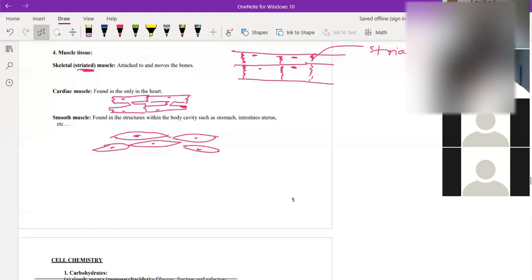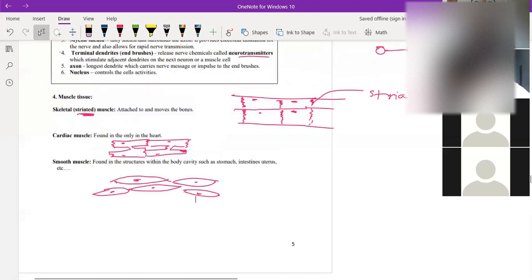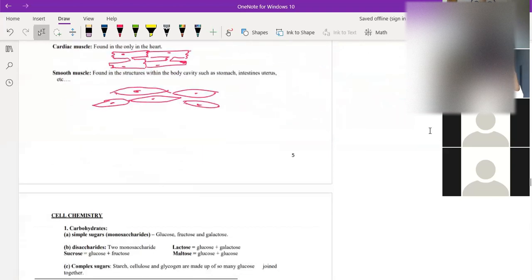What do we have so far? Great. Any questions before I look at the other side of the lesson? So far we've talked about the structure of the cell and the functions. We've looked at types of tissues and movement across the cell membrane so far. Okay.